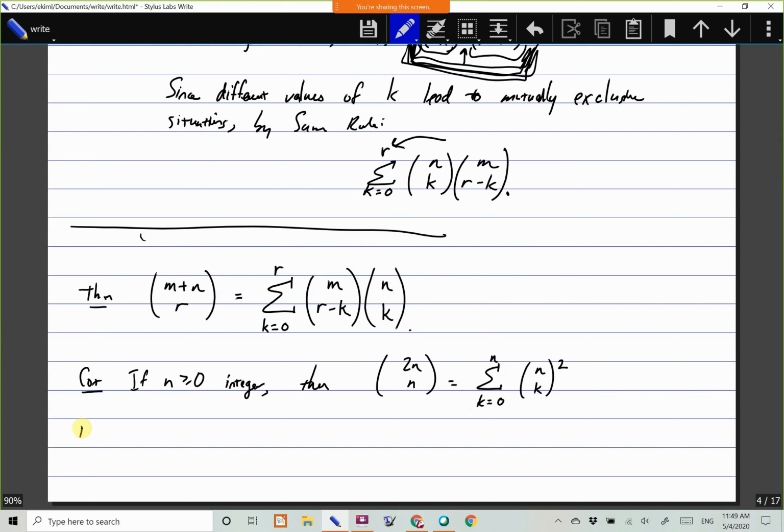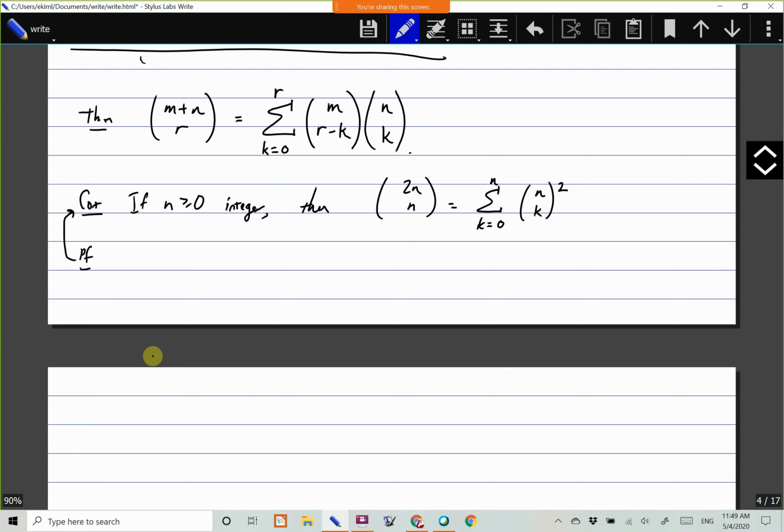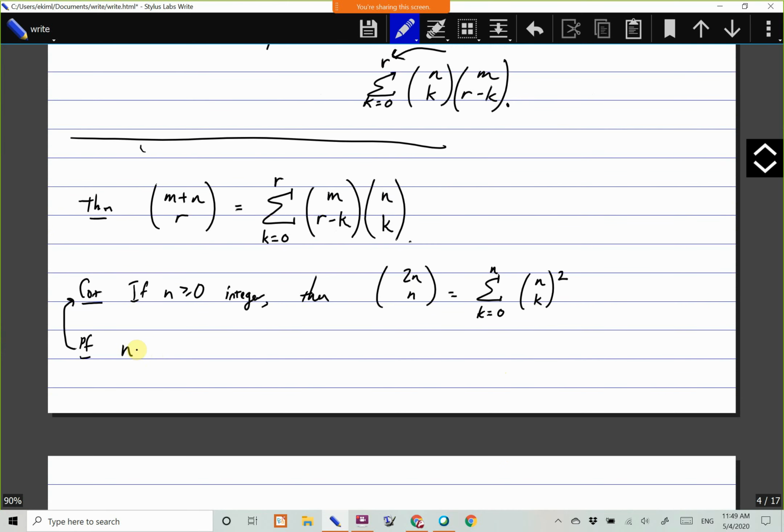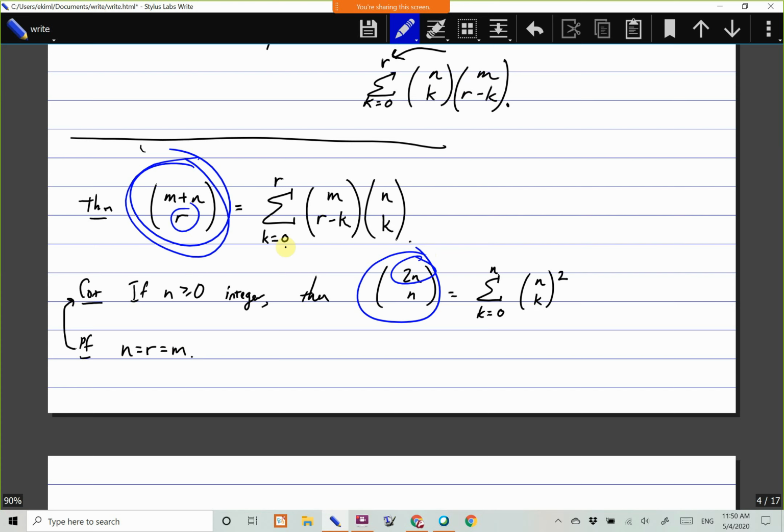So to prove this little mini theorem called a corollary, all you actually do is pick n to be equal to r to be equal to m. If you do that, first of all, on the left side, in the theorem we just proved they were all allowed to be different, but if you set them all to be equal, then n plus n simplifies to 2n, and r is also n.